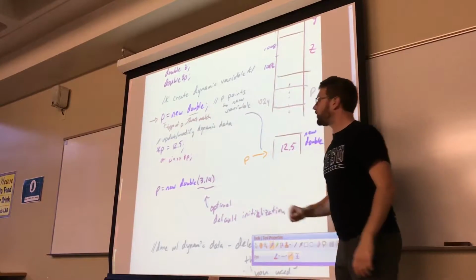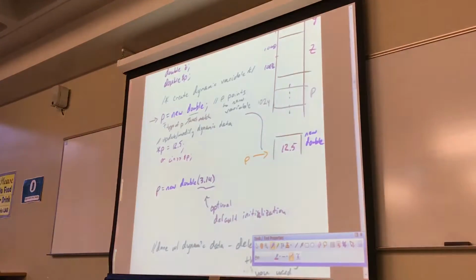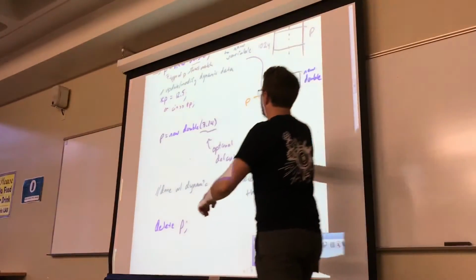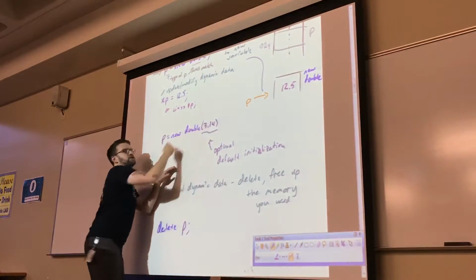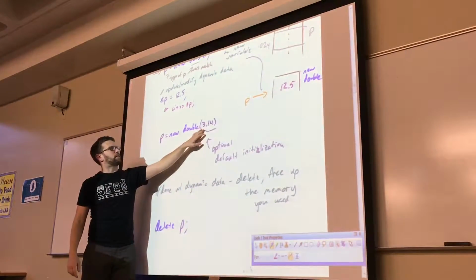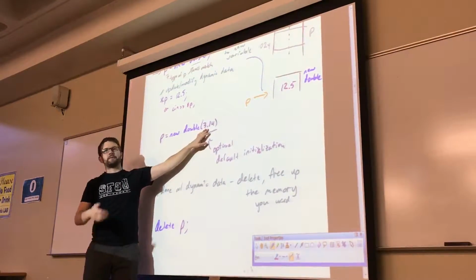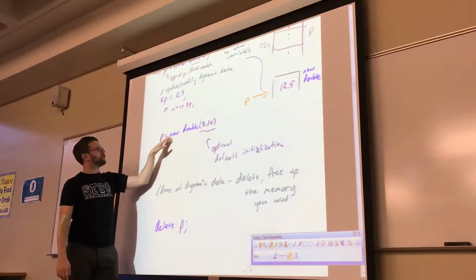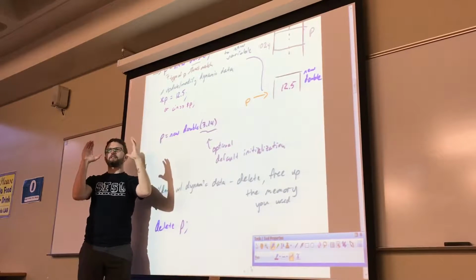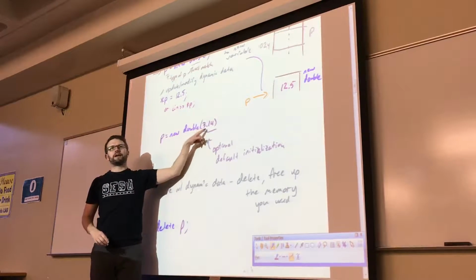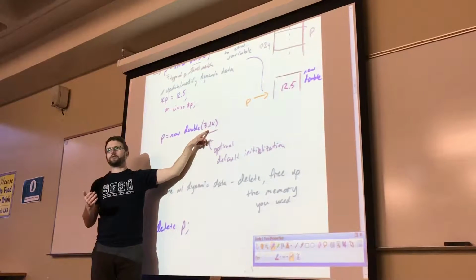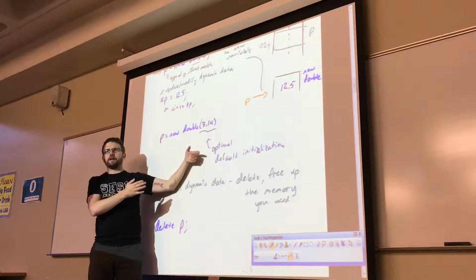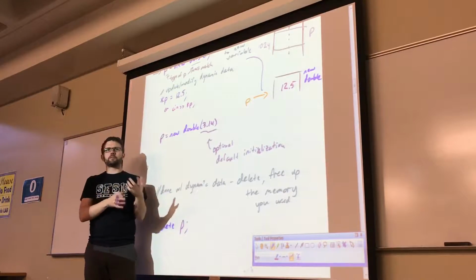One optional default initialization you can do, if you want to create a new double piece of memory and you know what you want to initialize it to, like let's say you wanted to initialize it to pi for some reason. You do this all in one line. You can say P equals new double, parentheses, and put in whatever value you want to initialize the new memory to. This is optional. You don't have to do it this way. It's just another feature that's supported.